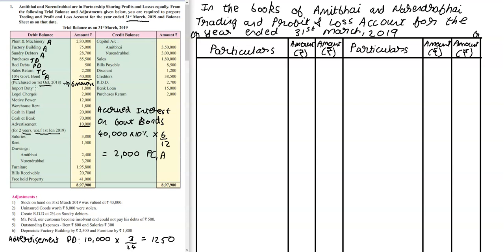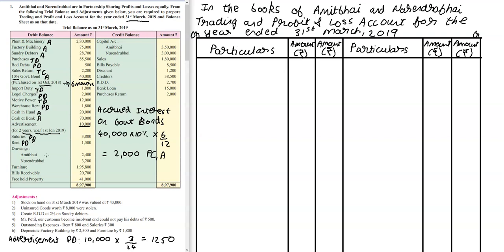Import duty is something that we incur when we buy goods. So that too will come in the trading account debit side. Legal charges, P&L debit. Motive power, again back to trading debit. Warehouse rent is a P&L account item, P&L debit. Cash in hand, cash at bank, both of these are assets. Advertisement, we already discussed those places. Salary is an office expense. Rent is an office expense.